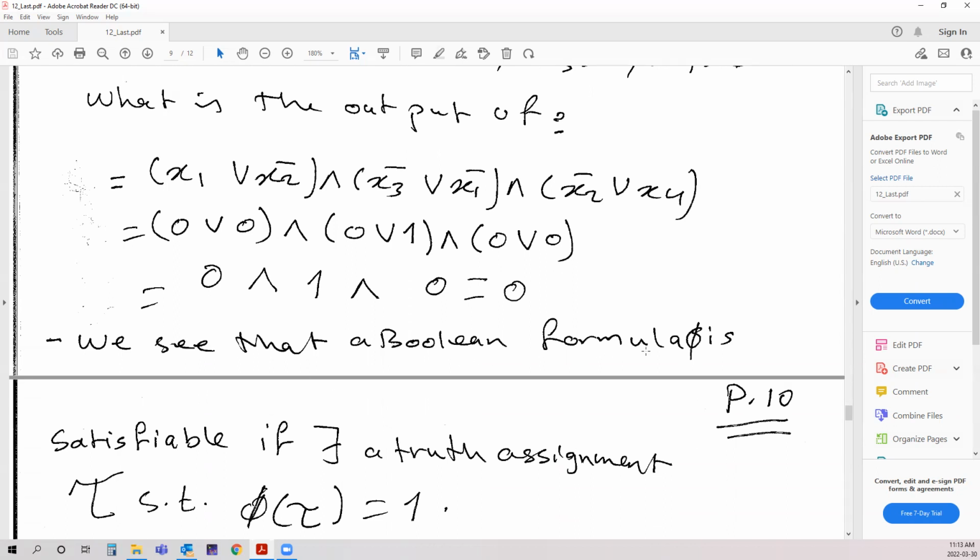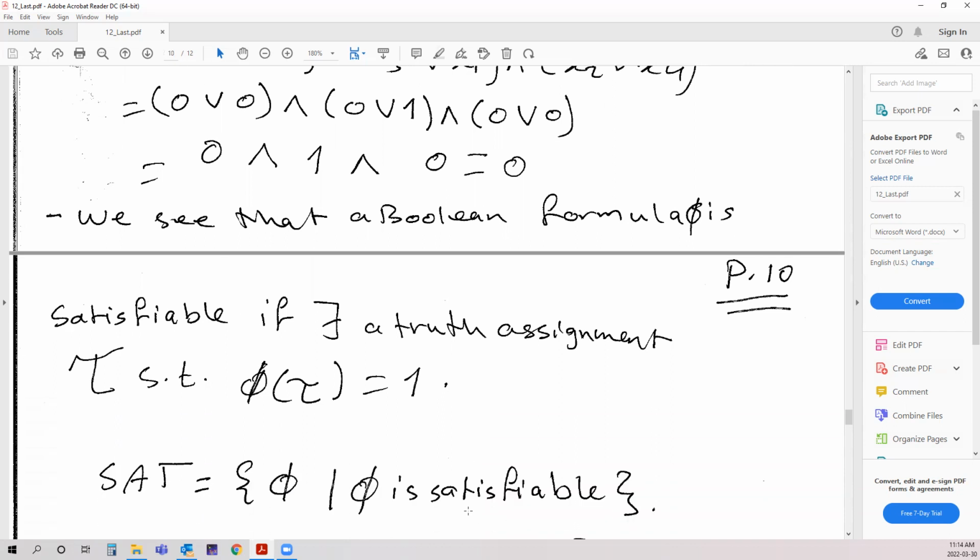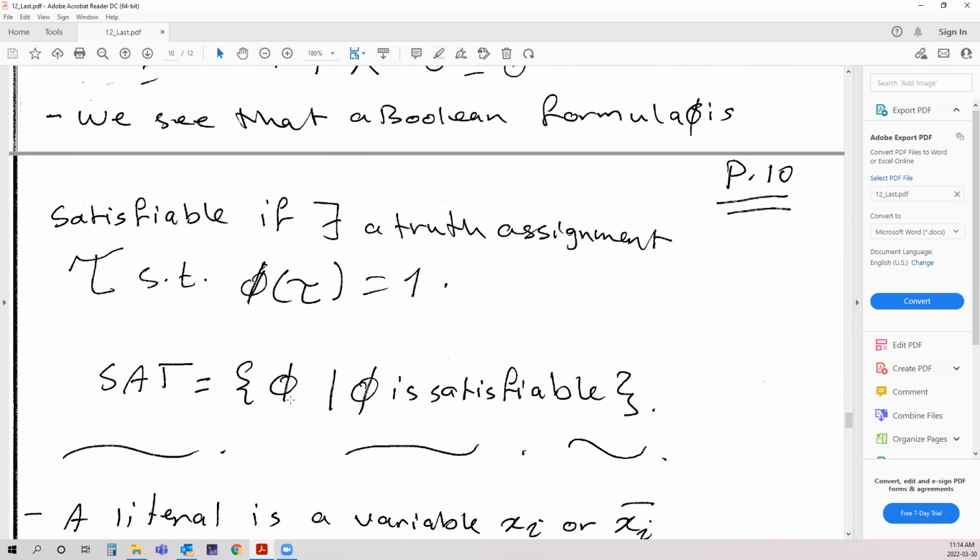We say that a Boolean formula phi is satisfiable if there exists a truth assignment tau such that phi of tau equals 1. So it is satisfiable if phi of tau equals 1. So SAT equals the set of phi where phi is satisfiable, phi of tau equals 1.